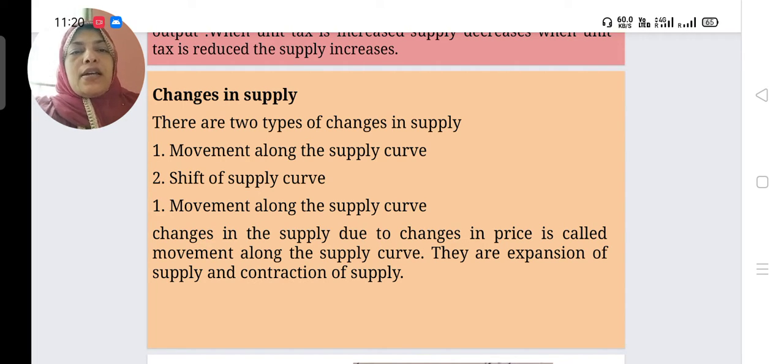First case is movement along the supply curve. Changes in the supply due to changes in price is called movement along the supply curve. When supply is changing due to change in price, it is called movement along the supply curve. They are expansion of supply and contraction of supply.